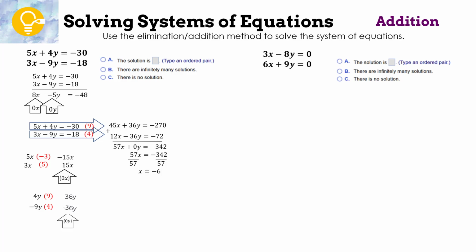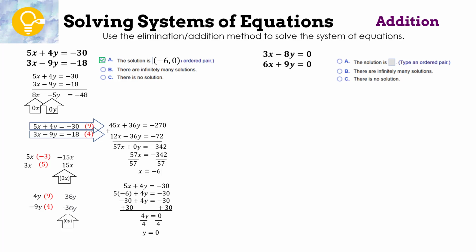Since we get x to equal a number, I know my answer is going to be A, but we have to find y. We're going to back substitute. It doesn't matter which equation we back substitute into. I decided to use the first one. You could have used the second one. We're going to put negative 6 in for x. 5 times negative 6 is negative 30. I'm going to add 30 to both sides. 4y equals 0. Divide by 4, and y is 0. What is our answer? Our answer is A, and the solution set is negative 6, 0. Remember to put it in parentheses.